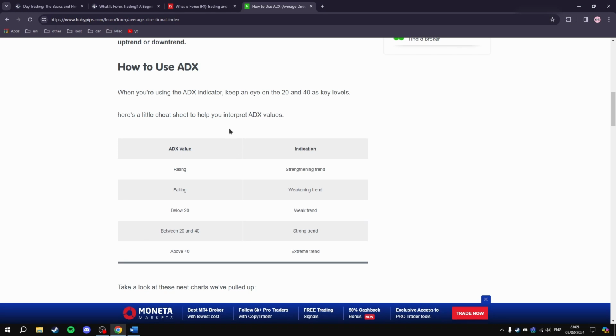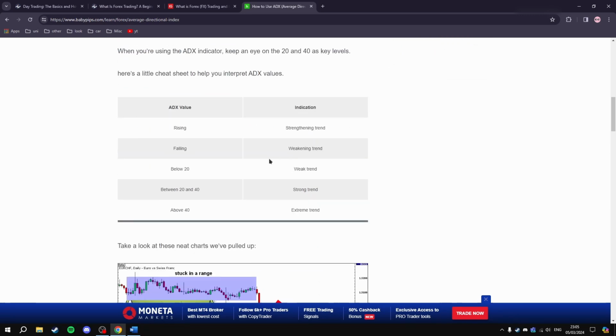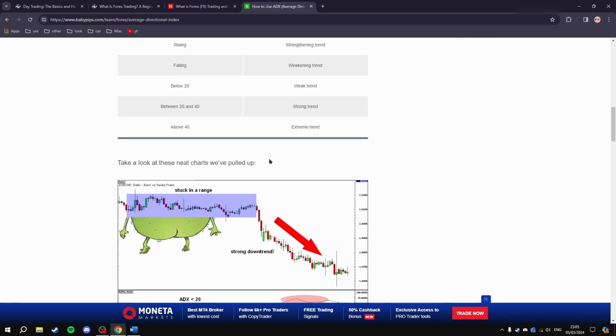How to use ADX. When you're using the ADX indicator, keep an eye on the 20 and 40 as key levels. Here's a little cheat sheet to help you interpret ADX values. ADX value rising, indicating strengthening trend, falling, weakening trend, below 20, weak trend, between 20 and 40, strong trend, above 40, extreme trend. Take a look at these neat charts we've pulled up.